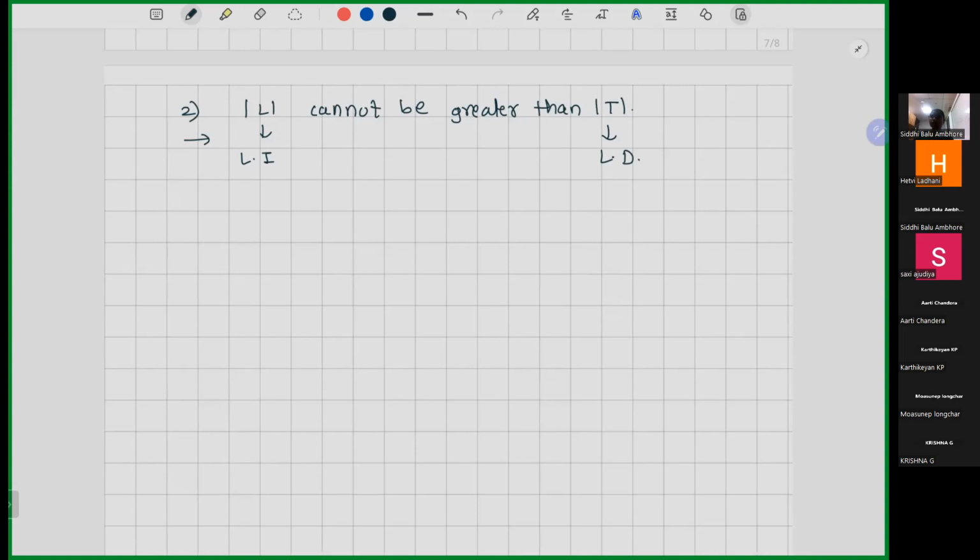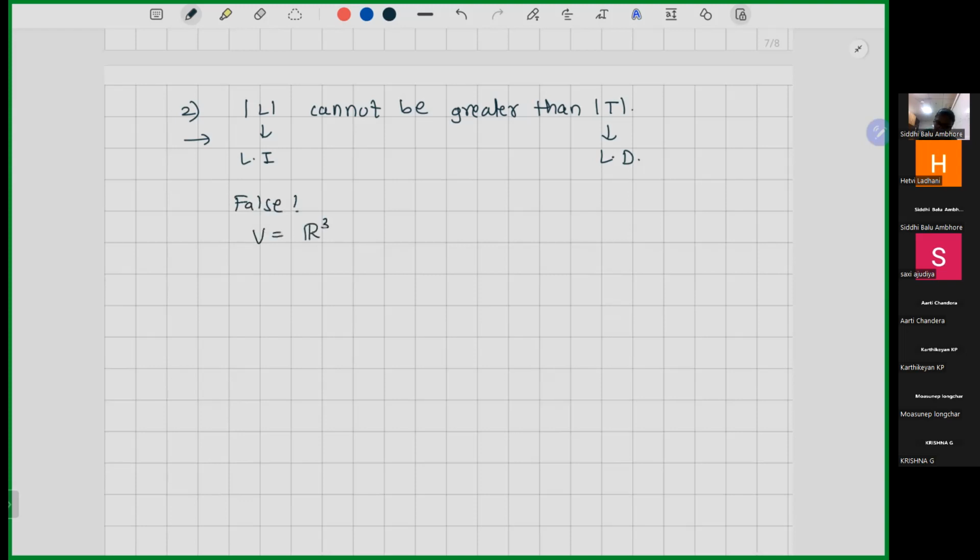Since no response. Okay. Hetvi is saying this is true. I mean, is it always true that a linearly independent set cannot have cardinality greater than a linearly dependent set? I mean, this is false, okay? Because let us see this example.